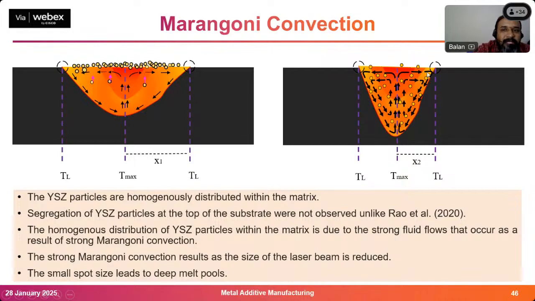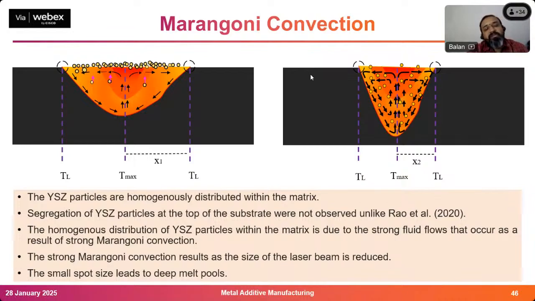When I get the deeper pool, the Marangoni convection inside my melt pool is very high because of the depth increase. Once the depth increases, what is happening? All my OSC particles are pulled in. So there are very few particles on the top, so that I can directly put my other layer on the top. This is what we did, and it was very successful.